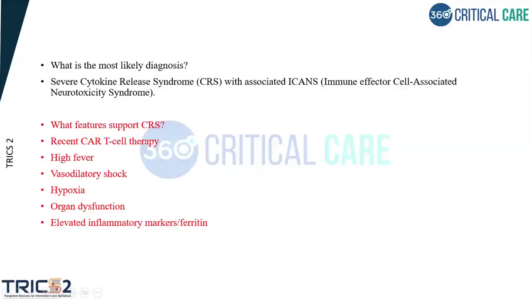Okay, so here, what are the features that support your cytokine release syndrome? One is the recent CAR T cell therapy. Patient has high fever. There is a vasodilatory shock, hypoxia, organ dysfunction, and there are elevated inflammatory markers. Okay, so all this supports your CRS. Since it is affecting the neurological system predominantly, there is an association for ICANS also.